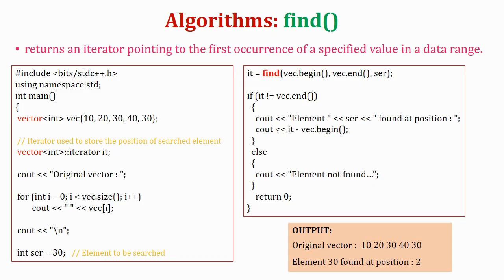Now it will return the position here. Then you are going to verify whether it is end or not. It is not end, right? So automatically it will print the message like: the search element is 30, element 30 found at the position. So what is the position of the 30 here? 2, right? 0, 1 and 2. So it will display like that.